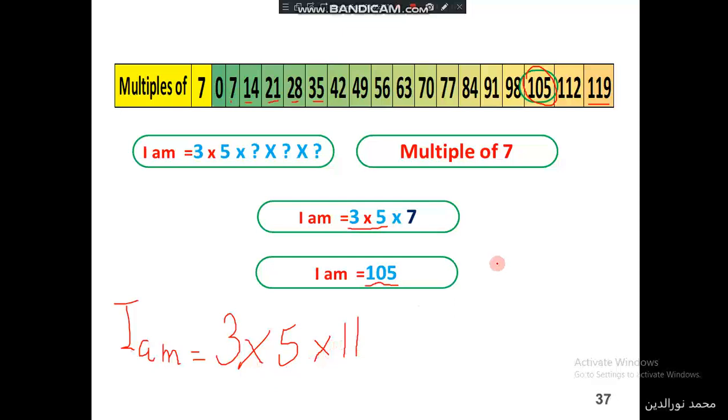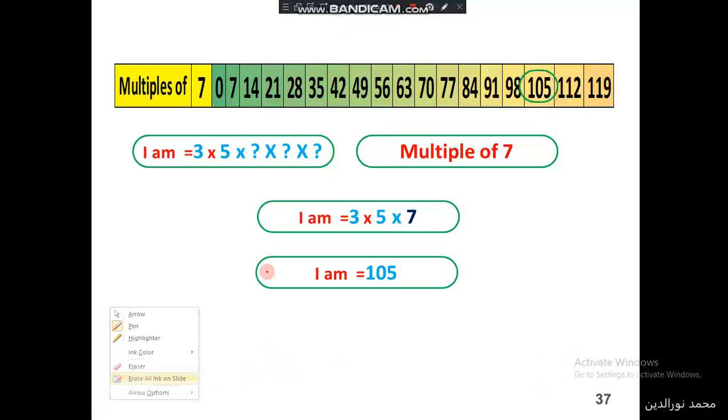3 times 11 is 33. 33 times 5 is 165, which is greater than 120. So it's not possible, and this answer is rejected. So the only answer is 105.